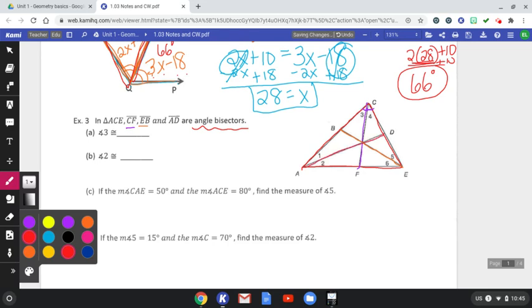So angle bisectors tell us that the angles are congruent, or angles are equal there. So angle 3 would be congruent to angle 4. Angle 2 would be equal to angle 1, that number right next door to it.